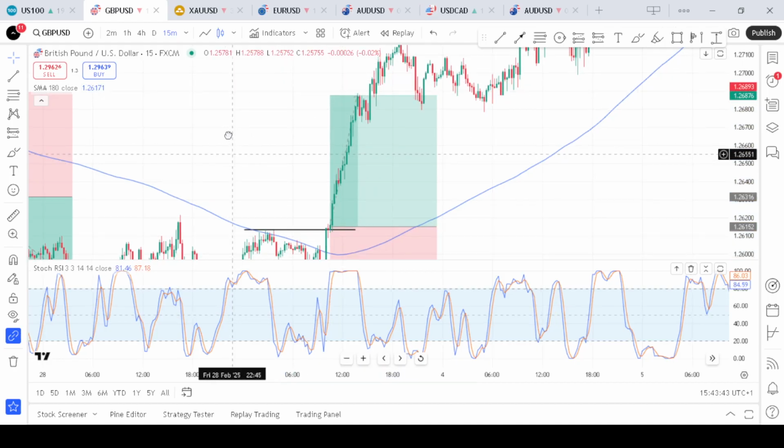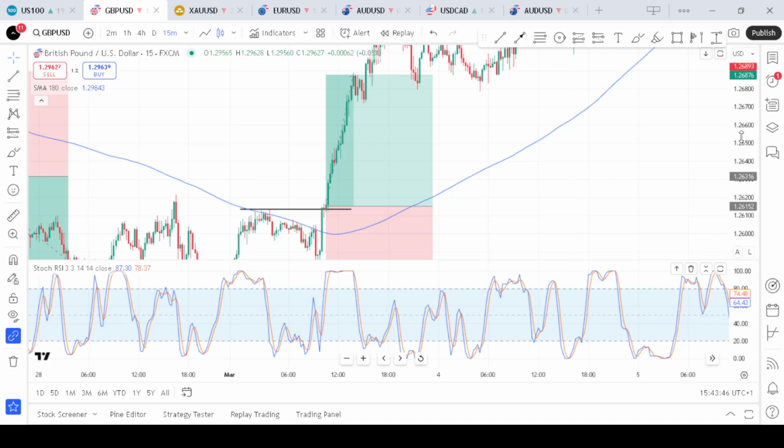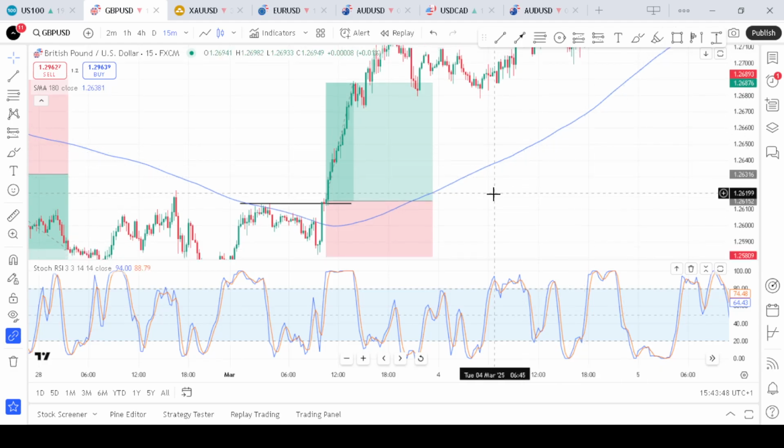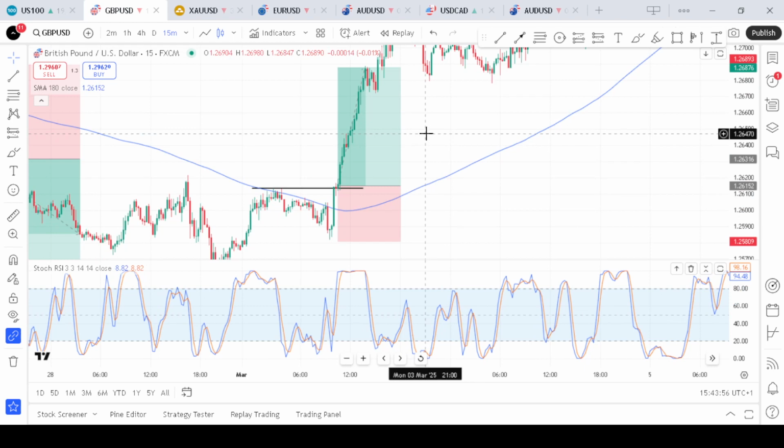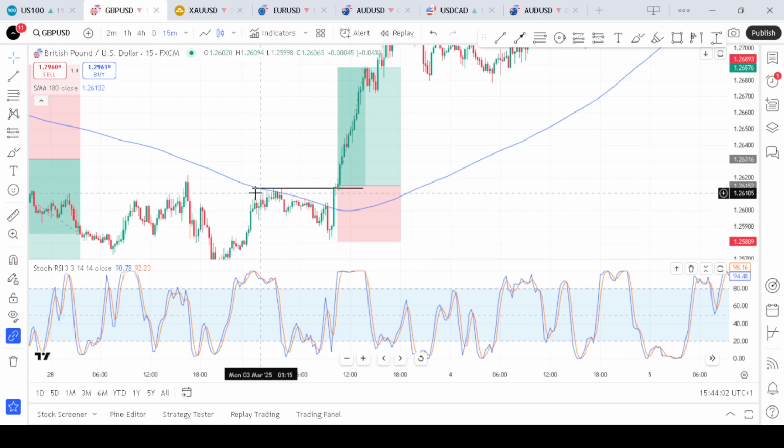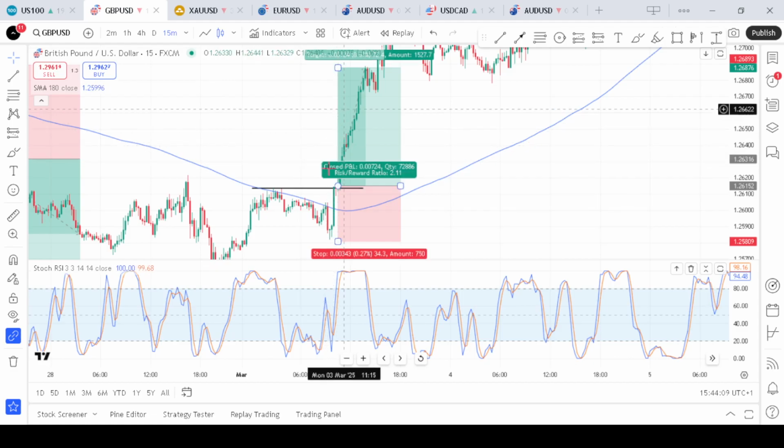You also need to know how to manage your risks. Always manage your risks by not risking more than 1 or 2% of your trading account on a single trade. Or you can also consider using a trailing stop to lock in profits as price moves in your favor.